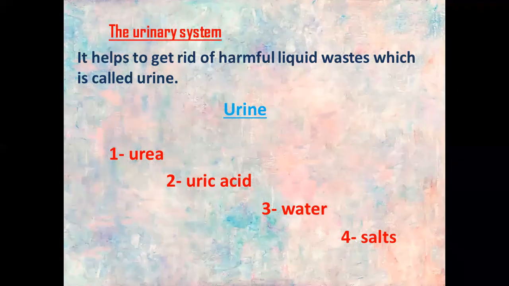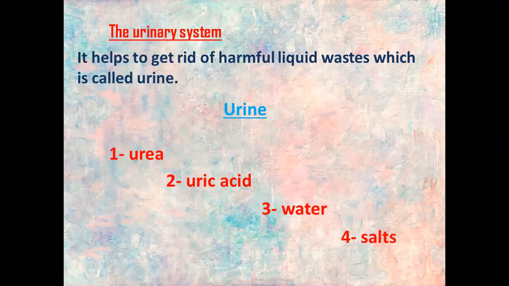All the salts that we eat in our food, we get out of our body in two ways: by urine, the liquid wastes, or by sweat. Our sweat is always salty because when you sweat, you get the extra salts out of your body. So again, the urine or the liquid waste that we get out of our body consists of four things: urea, uric acid, water, and salts. These are the components of urine.